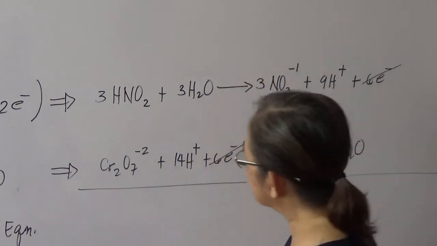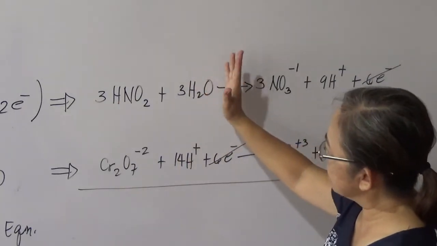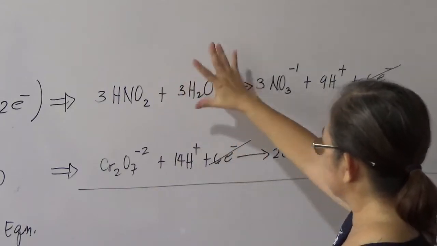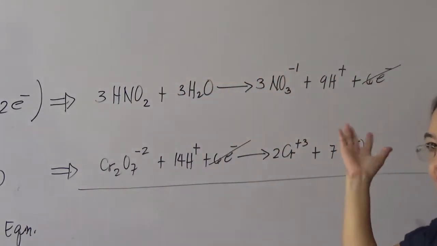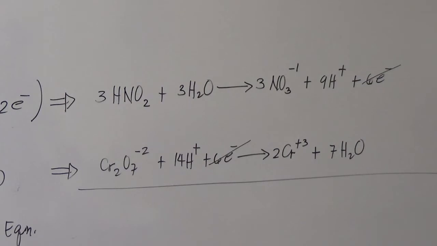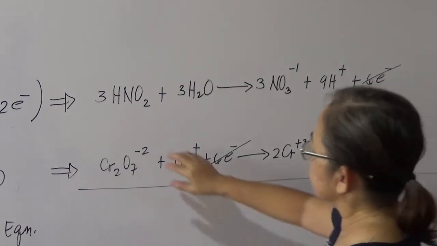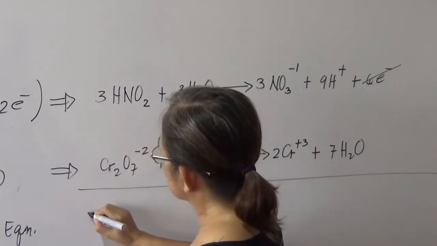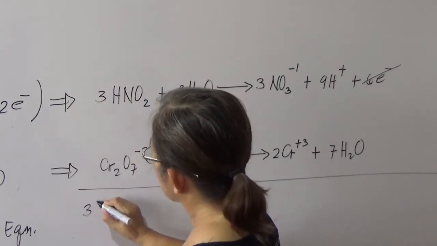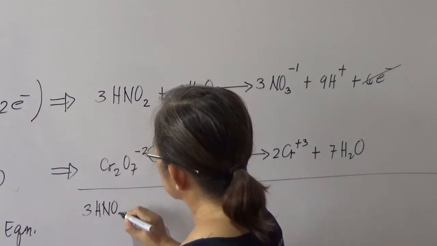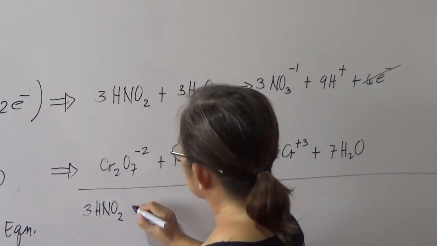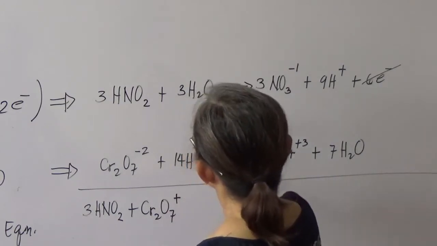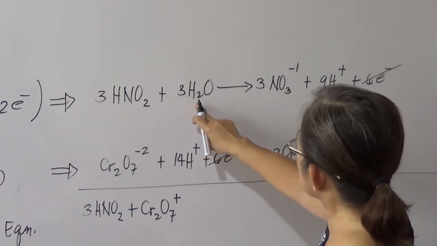Next is you just add. If they are the same element or the same compound on the same side, you can add. If one is on the product side, other one on the reactant side, you can subtract. Get the difference. So you will have here, there is no other nitrous acid, so you will have 3 moles of nitrous acid. You will have 1 mole of dichromate. For water, you have 3 moles of water here.